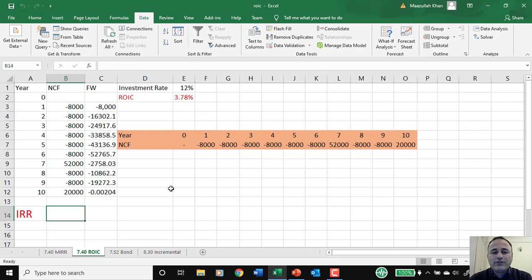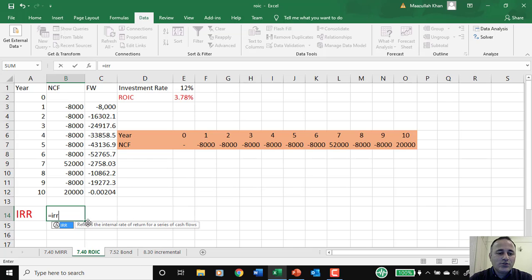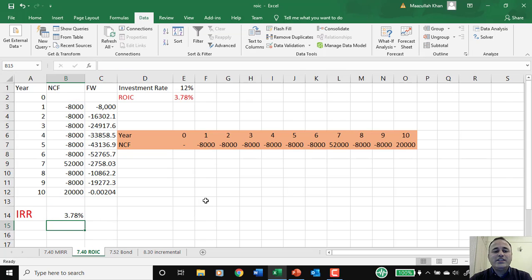So instead of using either ROIC or the investment rate, let's calculate the IRR directly. Okay, so IRR, double click and then choose all the cash flows. Let me provide a guess of 1%. Enter, and as you can see, it is exactly the same, 3.78.